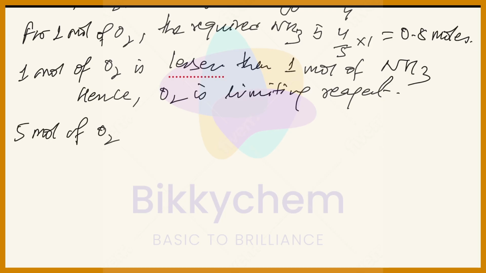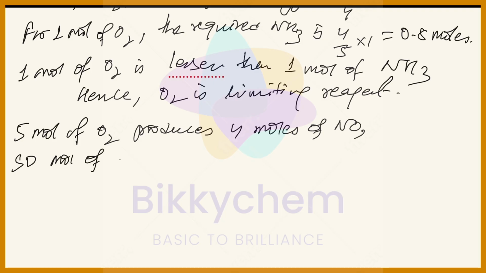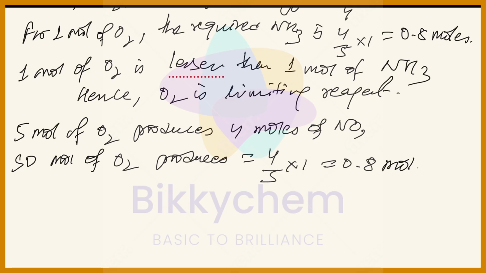5 moles of oxygen produces 4 moles of NO. So 1 mole of O2 produces 4/5 into 1, which equals 0.8 moles of NO. So if you see options A, B, C, D, B has 1.0 mole of NO produced, but it is 0.8 only. So B is incorrect.